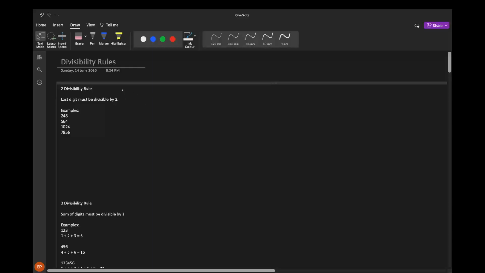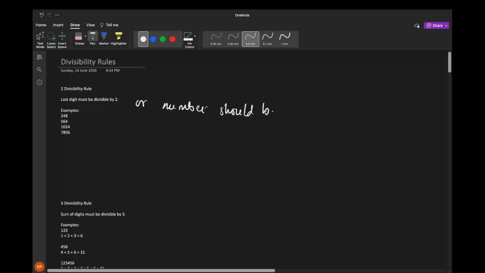Basically when it comes to the divisibility rule for 2, the main idea is the last digit must be divisible by 2, or the number should be even. I hope everyone knows even and odd numbers. Even means it is completely divisible by 2. For example, 4 by 2 gives the answer 2. 2 is dividing 4 completely, giving the answer 2. So 4 is an even number.